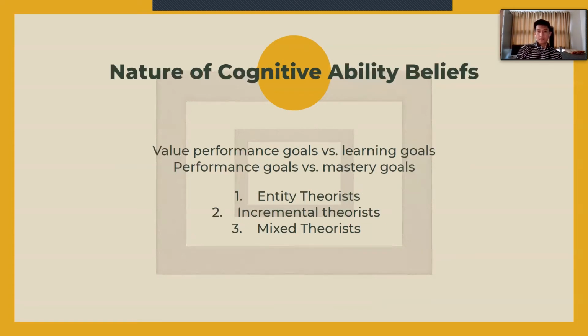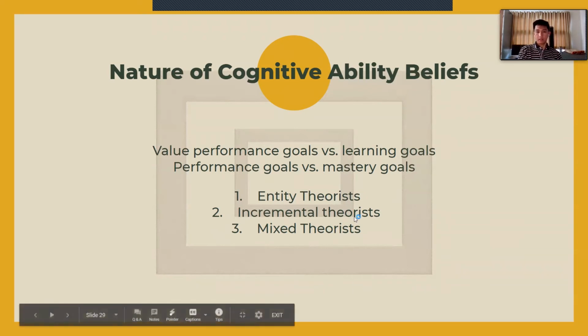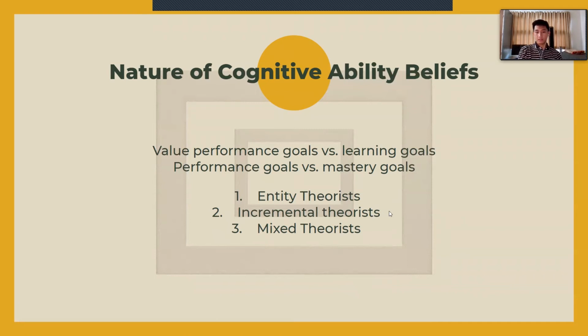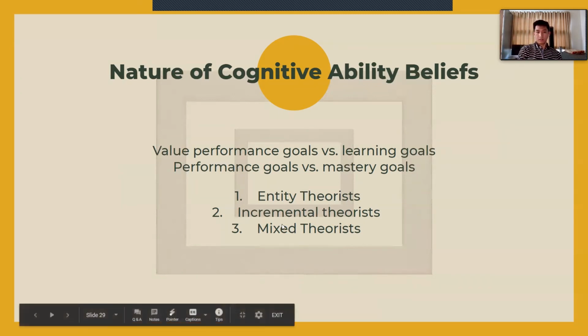The next view is the nature of cognitive ability, which is how the person views ability. Some people view ability as being unchangeable. These people are the entity theorists, and the people who think ability is changeable and is able to be improved are incremental theorists. While other people who believe that ability can be improved but in some concepts it cannot be improved, these people are called the mixed theorists.